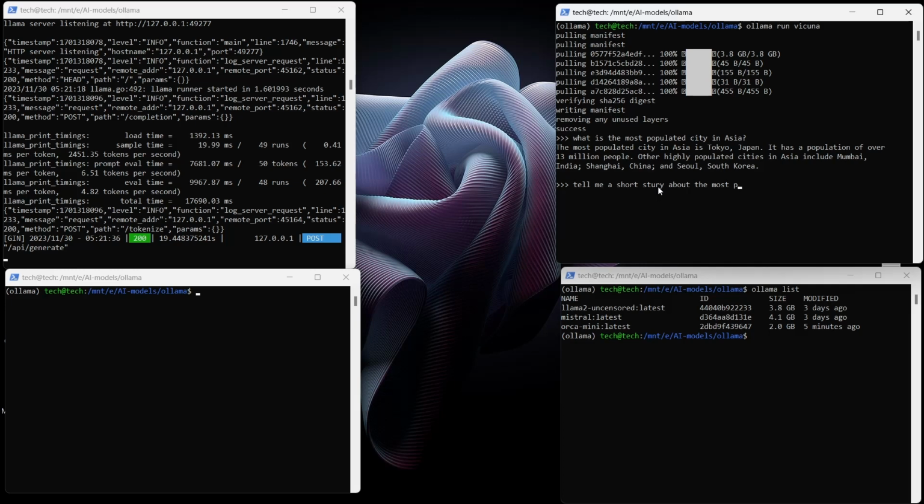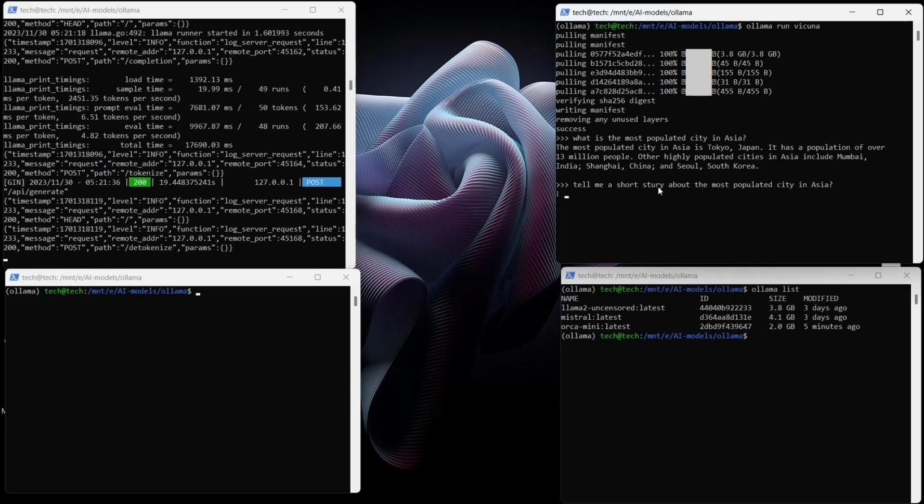That's why I'm always asking this question, because it can be tricky for the models to answer. Tell me a short story about the most populated city in Asia. So even if there's a typo, it's going to be able to answer it. I feel like Vicuña is more precise. So Tokyo is the most populated city in Asia, with over 13 million people living there.